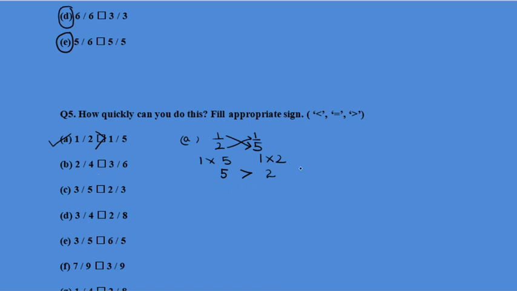B part is 2/4 and 3/6. Similarly you will do it, first there is 2 here, so you will write 2 into 6, 2 into 6. Then you will write 4 into 3, 4 into 3, right? So 6 2s are 12, 4 3s are 12, both came equal, that means equal. So here in between, what sign will come, the equals to sign, right.